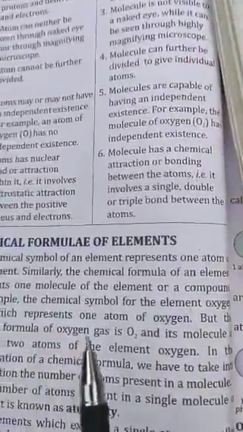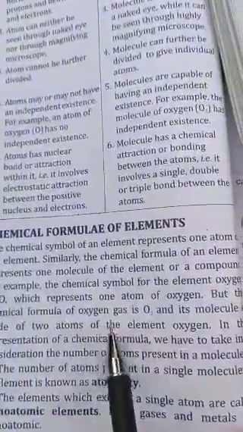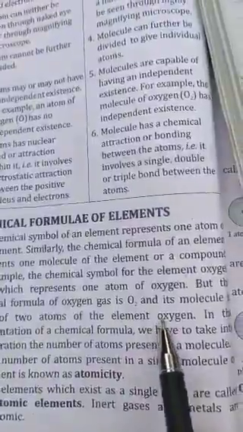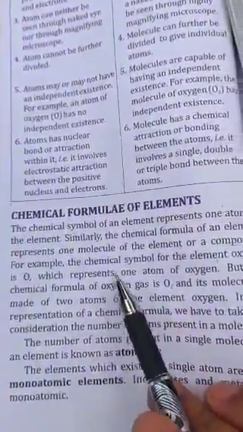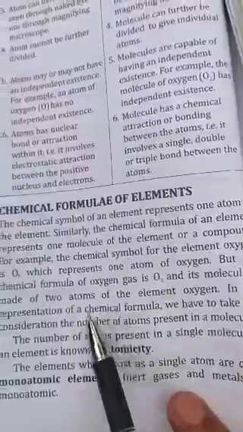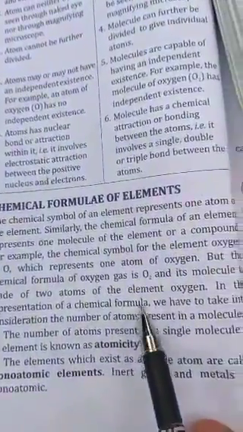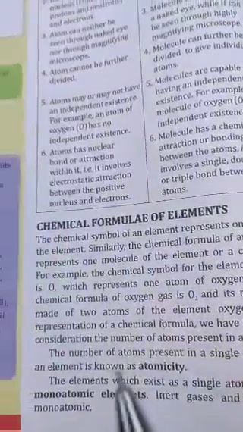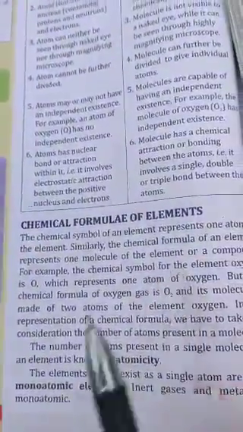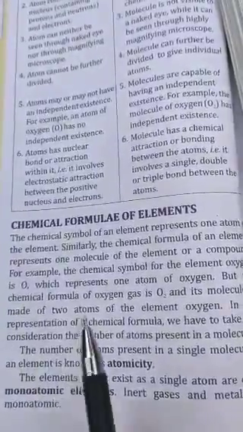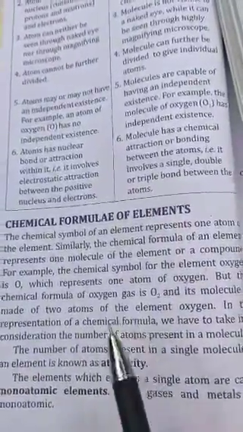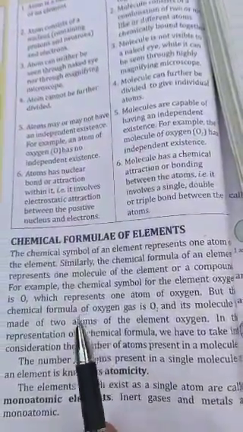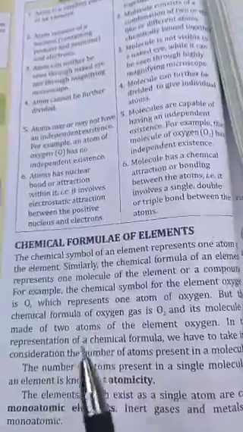So the chemical formula of oxygen gas is O2, and its molecule is made up of two atoms of oxygen. In the representation of a chemical formula, we have to take into consideration the number of atoms present in a molecule. The number of atoms present in a single molecule is called atomicity. If an element exists as a single atom, that is called monoatomic. Inert gases and metals are monoatomic. Monoatomic means they consist of only one single atom.